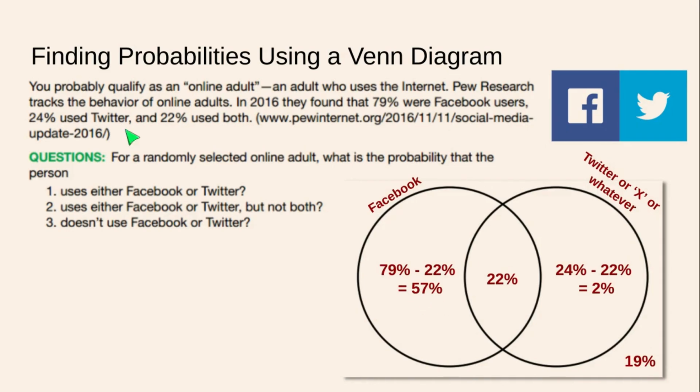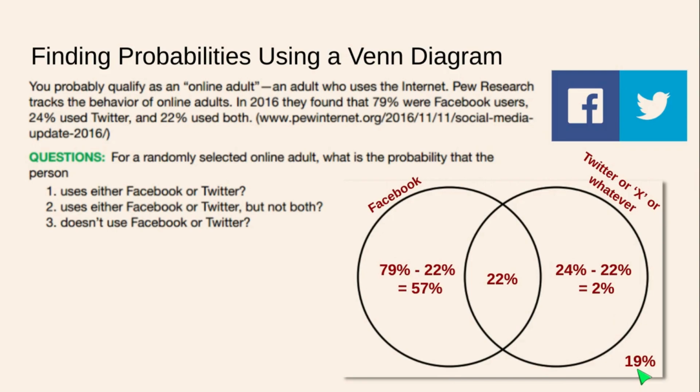Likewise, we have 24% used Twitter in 2016. So we have 24% using Twitter minus the 22 that's in the middle, and this is a mere 2%. Then we consider 57, 22, and 2, that would add up to 81%. So the balance, 19%, use neither Facebook nor Twitter. We now have enough information to solve the problem.